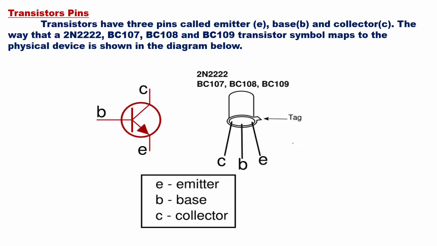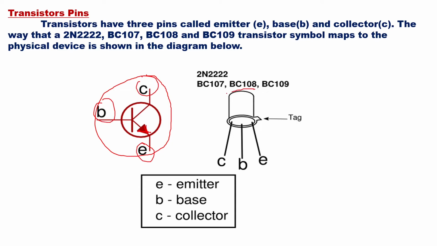Before going to see the transistor packages, we'll see the transistor pins. A transistor has three pins called emitter E, base B, and collector C. The way that the 2N222, BC107, BC108, and BC109 transistor symbol maps to a physical device is shown below. Here you can see the symbol we had seen earlier. This is for an NPN transistor because the arrow is going out here. So this is your emitter, this is base, this is collector.